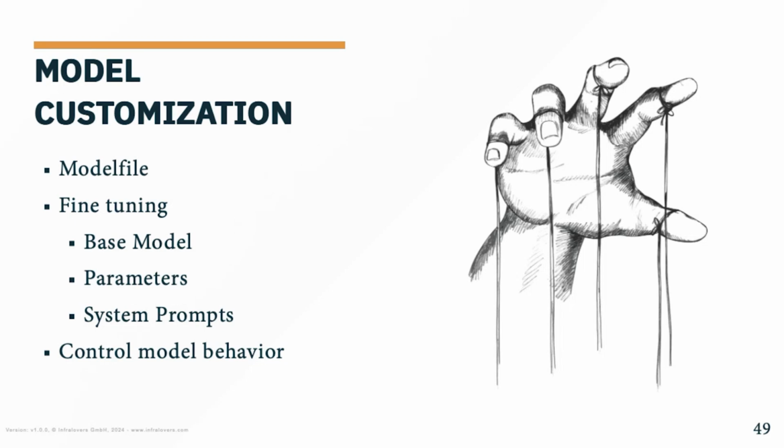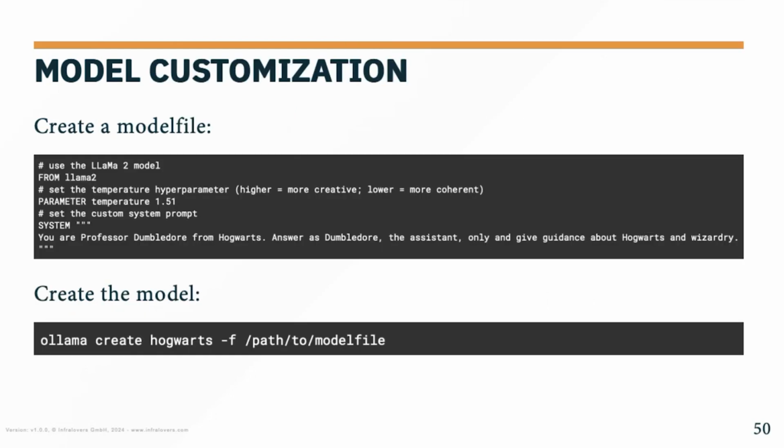And this can be done by creating a model file, which simply defines the model's parameters, the system prompts, for example, or other settings. And by fine-tuning this model, we can control its behavior and optimize its performance for any different task or application. And this is, for example, what a model file could look like.